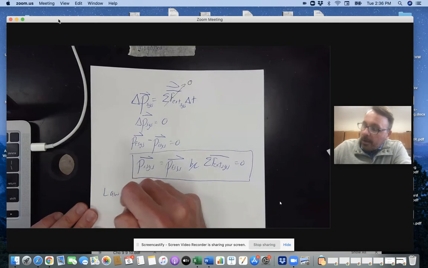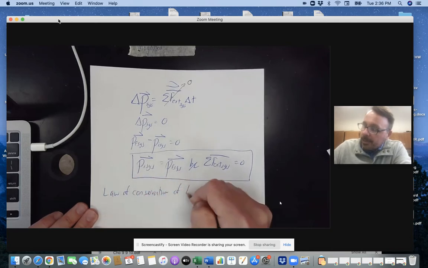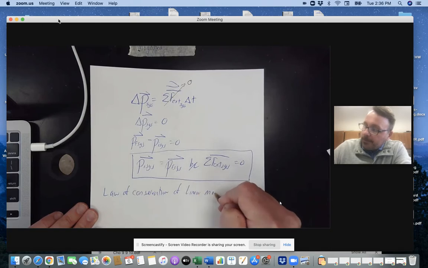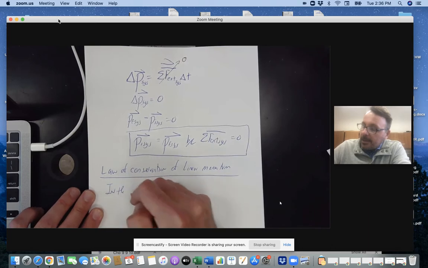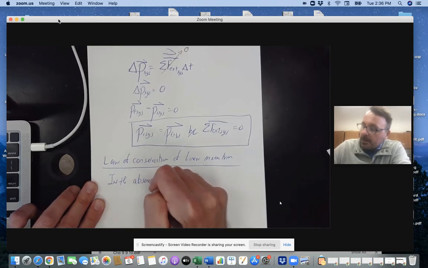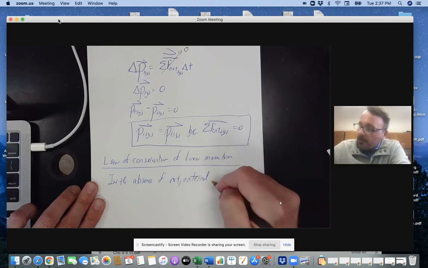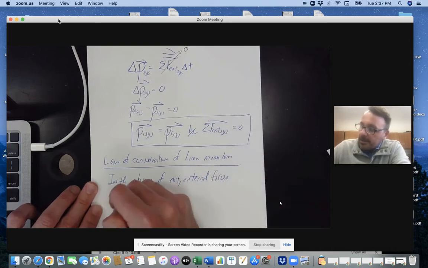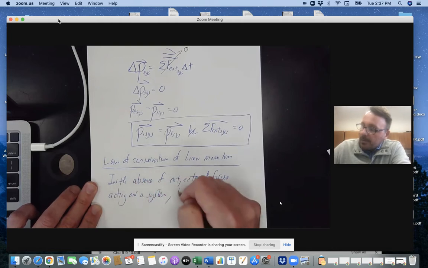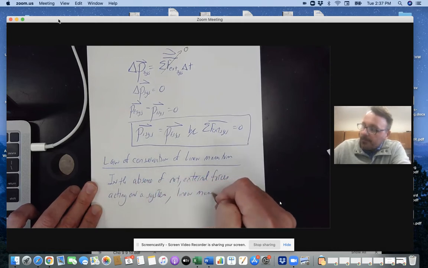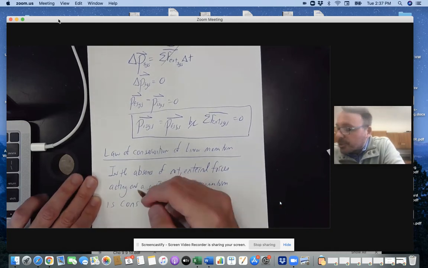The law of conservation of linear momentum: in the absence of net external forces acting on a system, linear momentum is conserved or constant through an interaction.